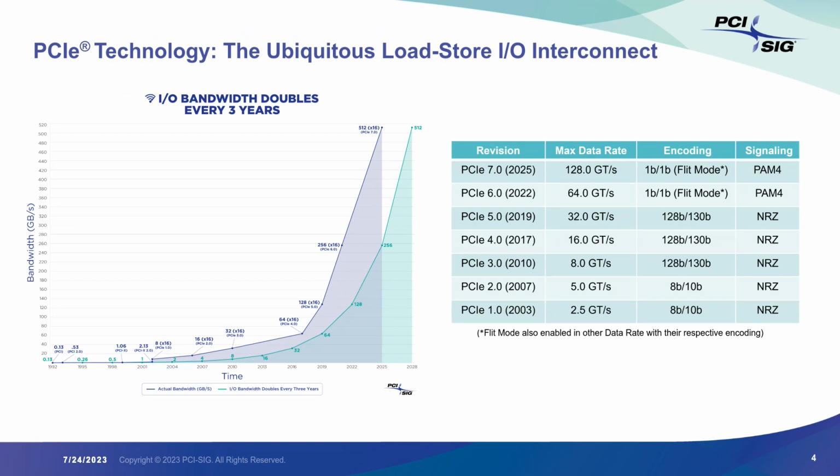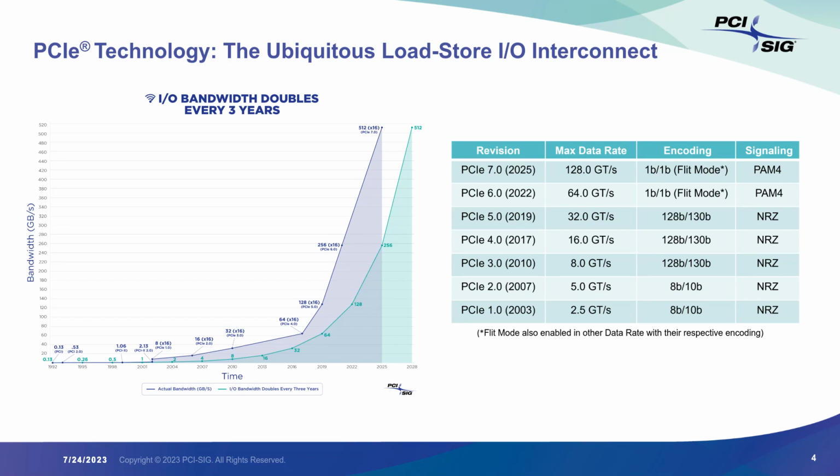So we talked briefly about the bandwidth doubling every 3 years. The chart on the left is the usage or the proposal of the spec, and the gray timeline there is basically what we see in the industry as the requirements. So you can see we always stay ahead of what the requirements are, which becomes key to being able to continue to be adopted. On the right-hand side are the spec revisions and the dates that they were released. In addition to that, you can see the max data rate, the encoding, and the type of signaling that's used.